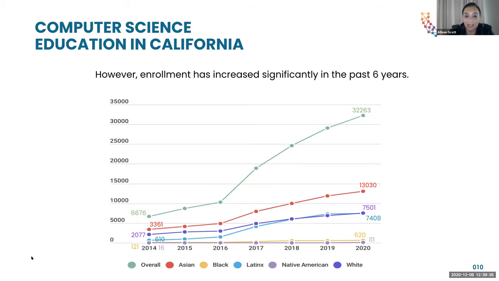Yet we can see clearly that the groups that are experiencing more growth than others, if you look at the red line, which is Asian students, versus the yellow line, which is Black students, there are pretty significant differences in growth and in participation overall. Next slide.